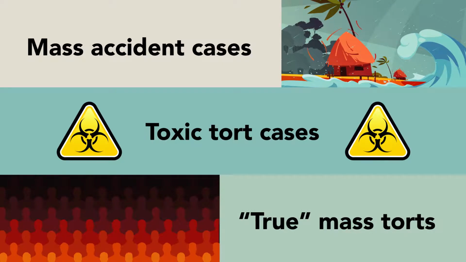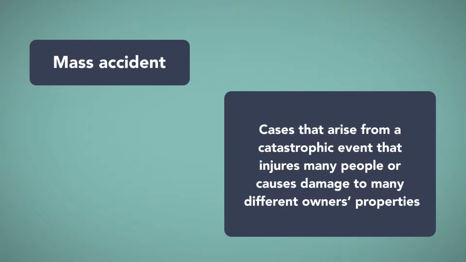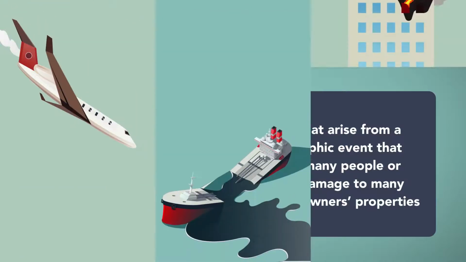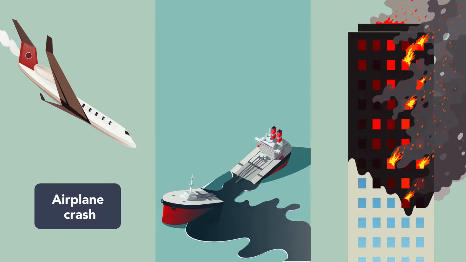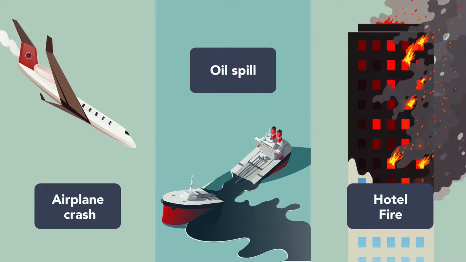However, it is useful to divide this broad range into three smaller categories: mass accident cases, toxic tort cases, and true mass torts. Mass accident cases are those that arise from a catastrophic event that injures many people or causes damage to many different owners' properties. The catastrophic event could be an airplane crash, such as the one over the southern Indian Ocean in 2014, a giant offshore oil spill, such as the Deepwater Horizon spill in 2010, a hotel fire, such as the MGM Grand Hotel fire in 1980, or any other similar event.